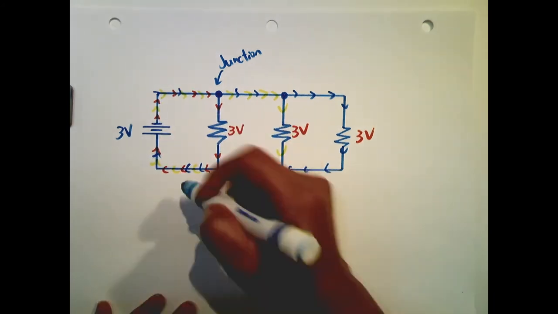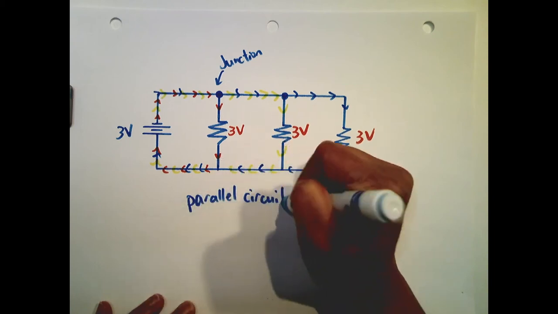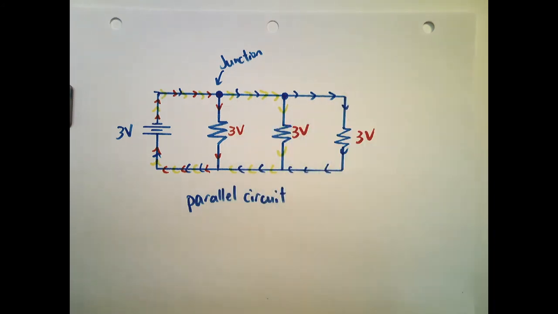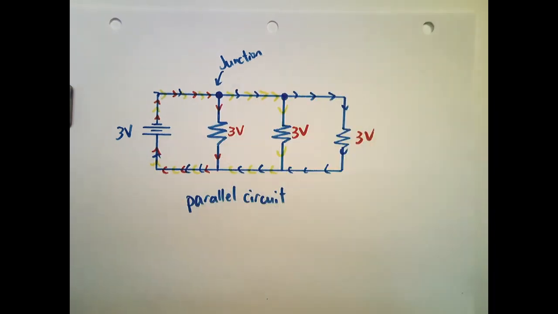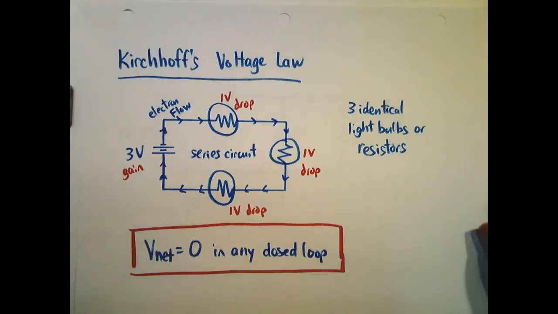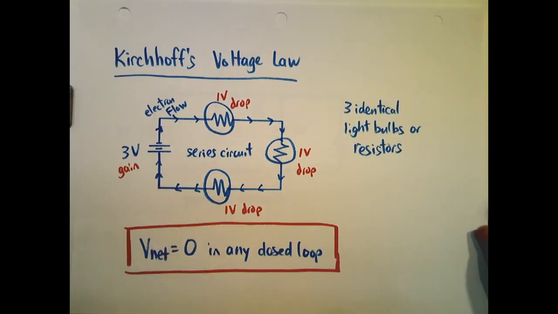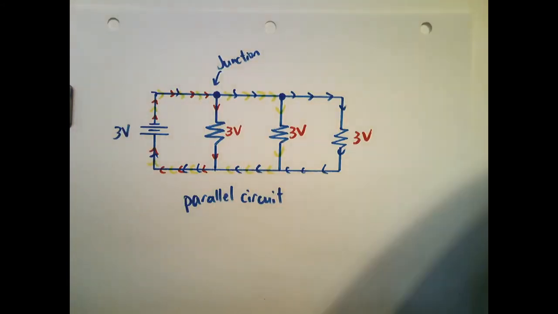This is called a parallel circuit. Parallel circuit. And you can see the resistors are arranged such that they're parallel to each other, and that's why they call it a parallel circuit. All right? So each loop will have a net voltage of 0, so each light bulb will also have the same brightness, but they'll be brighter than actually this one, 3 times brighter, because each bulb here would be a voltage of only 1, whereas these ones are a voltage of 3.